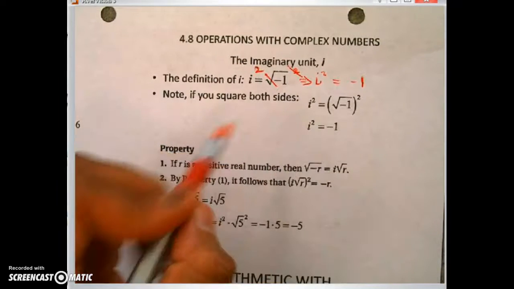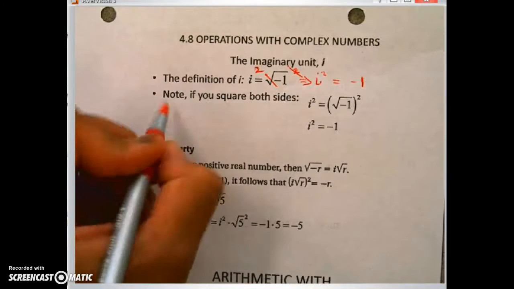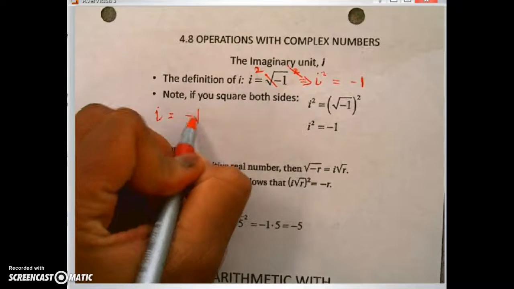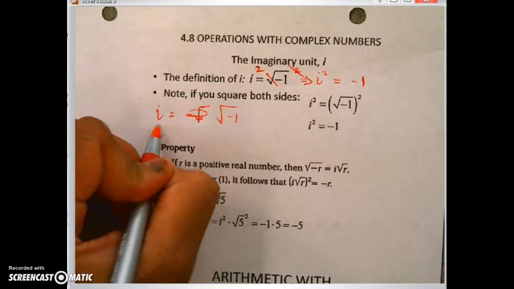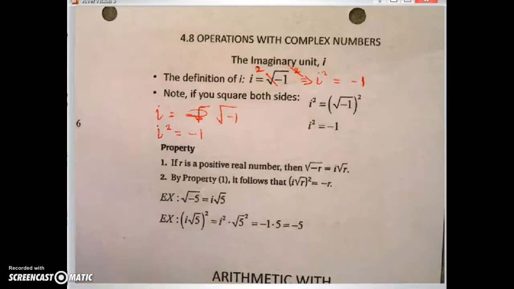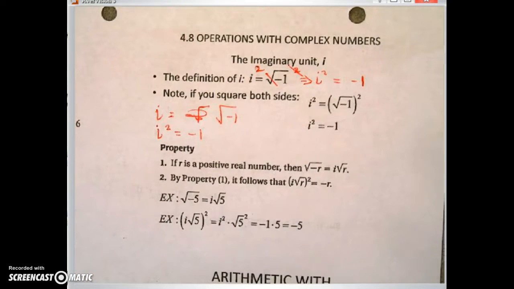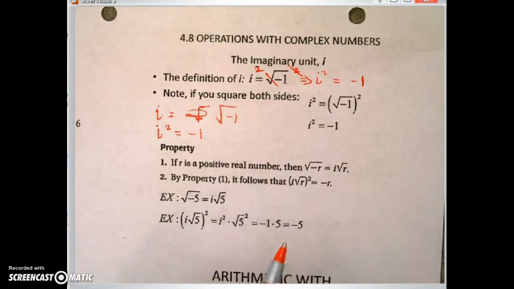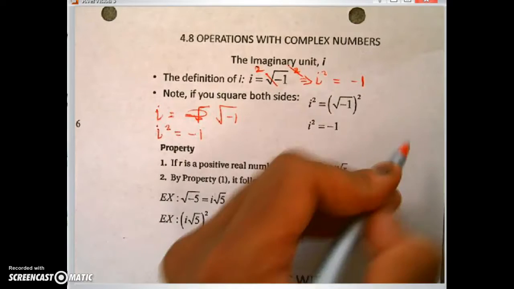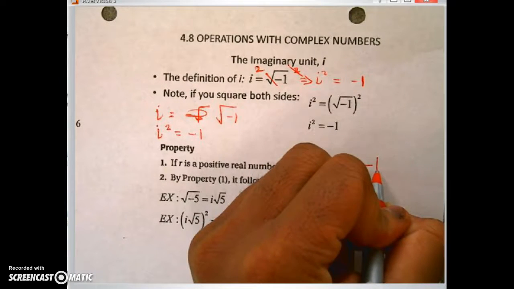So there's two things I want you to remember for today. Number 1, i is equal to the square root of negative 1. And then number 2, i squared is equal to negative 1. Two important facts. There's probably going to be one more a little bit later on, but I'll talk to you about that then.